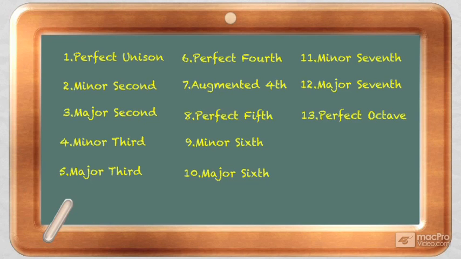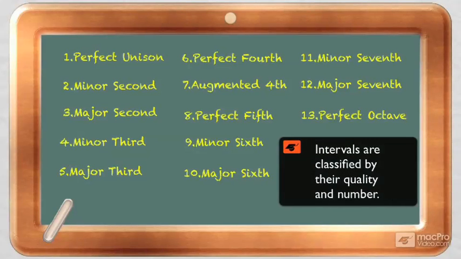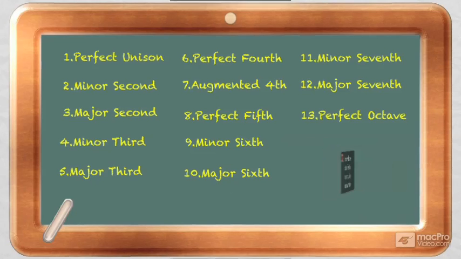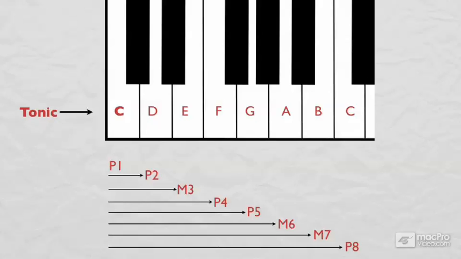As seen in this list, intervals are classified by both their quality and by their number. The quality being whether it's perfect, major, minor, augmented, or diminished, and the number being whether it's unison, a second or a third, and so on. Basically, it's the distance from the tonic or the preceding note. Using the C major scale as an example, we can take the tonic, or the C, and find the interval between it and every note in the scale.